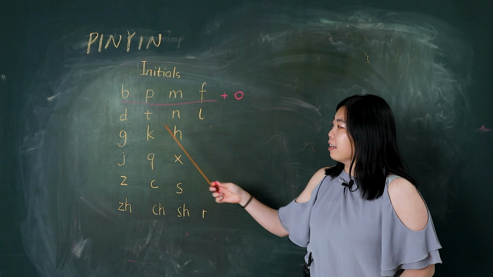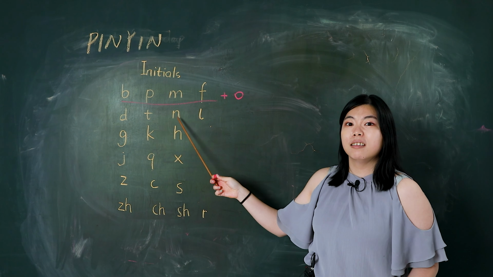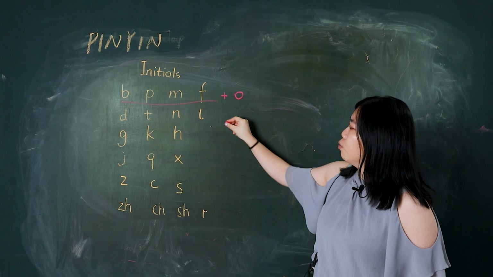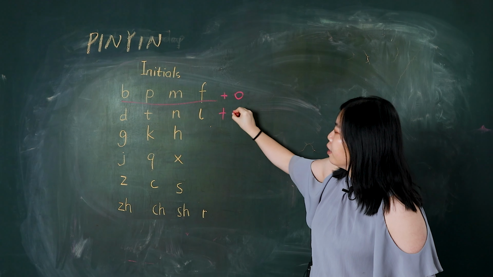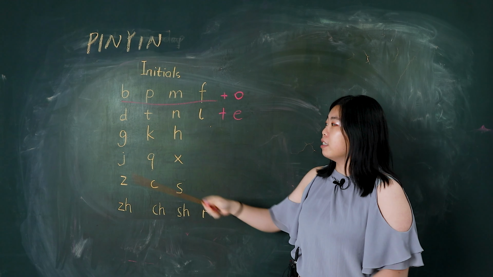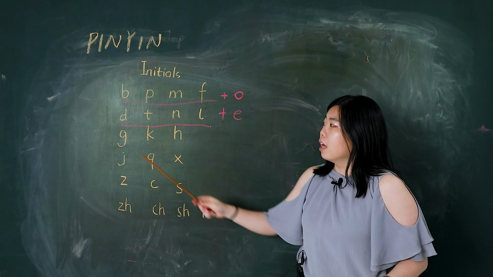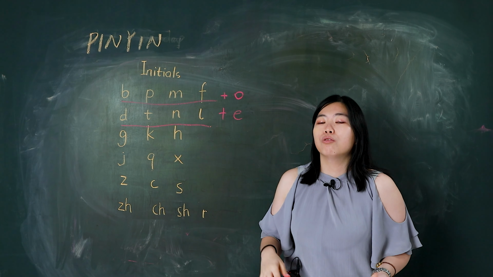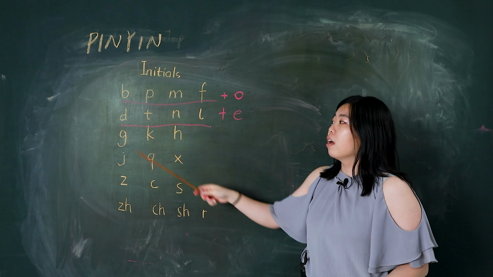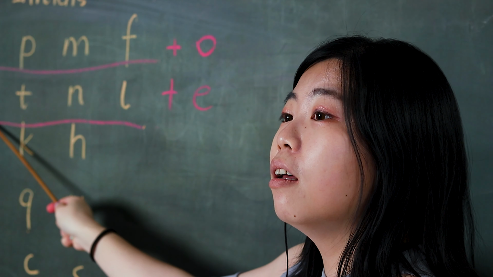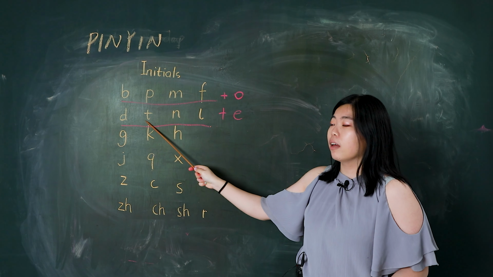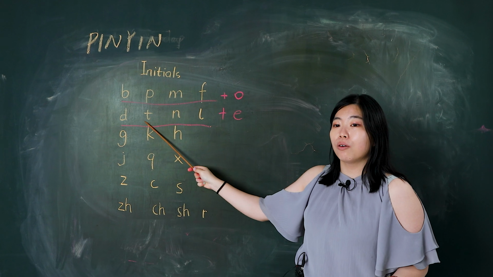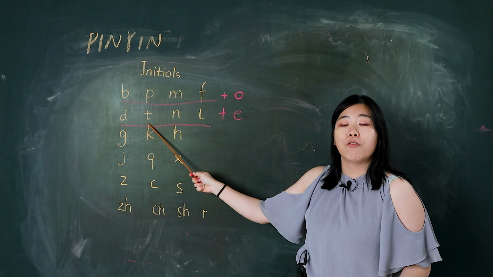Okay, let's see the second line. D, t, n, l. Same as bo, po, mo, fo, we need to use a final sound to help us pronounce these four initials clearly. D, t, n, l. We use the tip of your tongue to touch the roof of the mouth. So we say touch and lift. D, d, d. And this one, t, with air flow out. T, t, t. Very good. So remember, deep breath and hold, and air flow out.